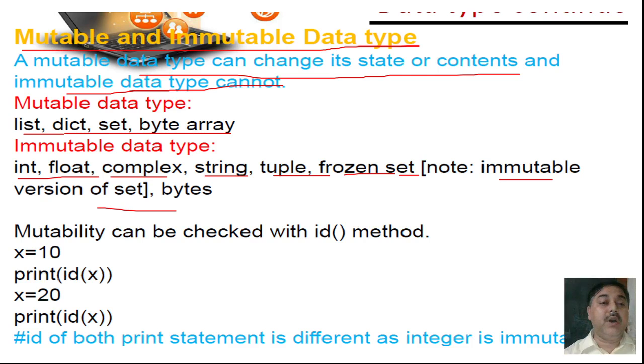That means, suppose if I write x equals 10, and then check the id of x, print id x. What is the id? The id is 20. That means the print of id of x will be an integer value, isn't it?